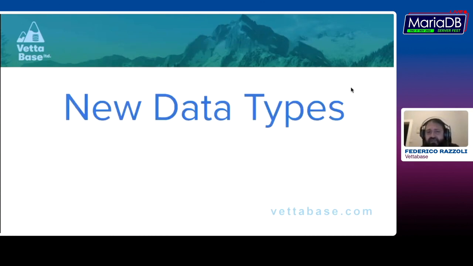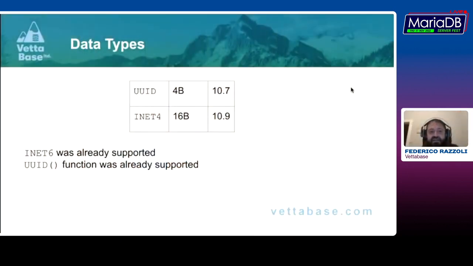If I have only 2 minutes, instead of discussing the next features, I will only show the slides. Just to say very briefly that now we have two nice data types, which are UUID. Why is it important? Because you can insert a UUID with the same syntax you used before, but instead of taking 36 bytes because it was a string, it will take 16. And you have an INET4 type. INET6 already existed, but nowadays IPv4 is still more common.